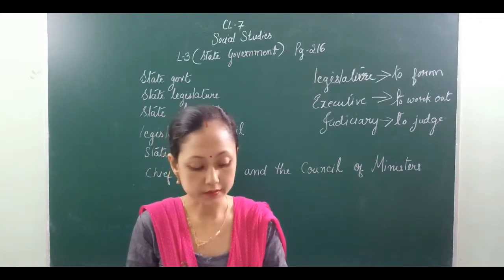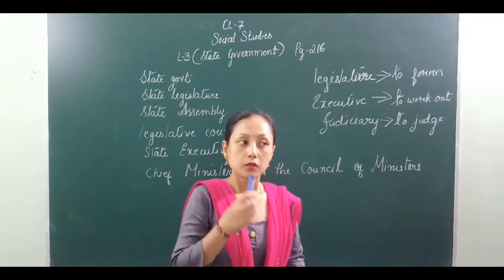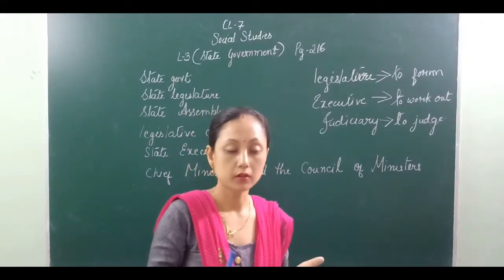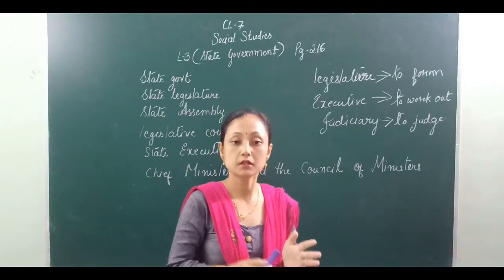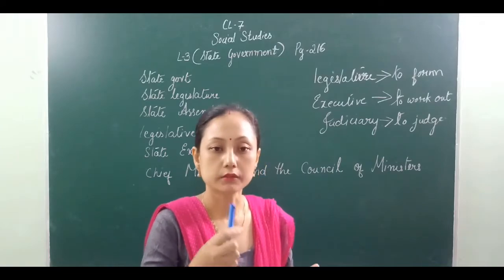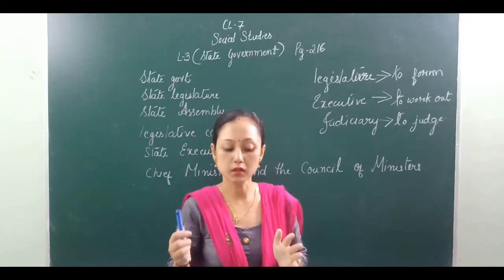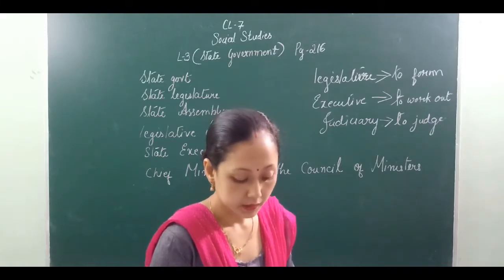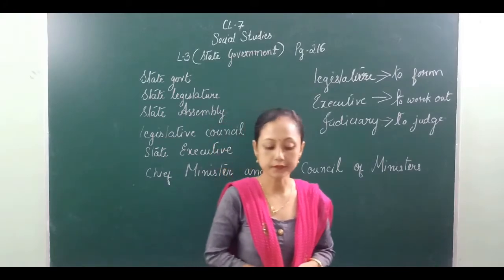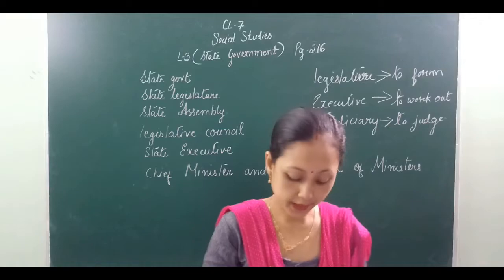These are the ones. Here, let's see what are the qualifications needed to become a member of the Legislative Council. The age must not be less than 30 years. And the term, as usual, should be 5 years. Let's see the other officers that run the state government.